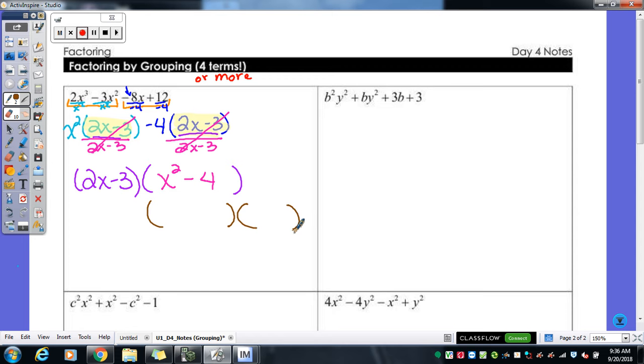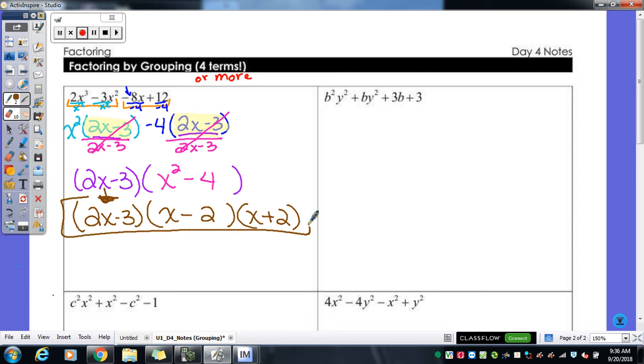So I'll set up my 2 sets of parentheses for my x squared minus 4. So remember, it's x and x to get you that first term. Signs are going to be what? Different. So we'd have a minus 2 and a plus 2. And then you still have to bring down that 2x minus 3. That is still part of your final answer.